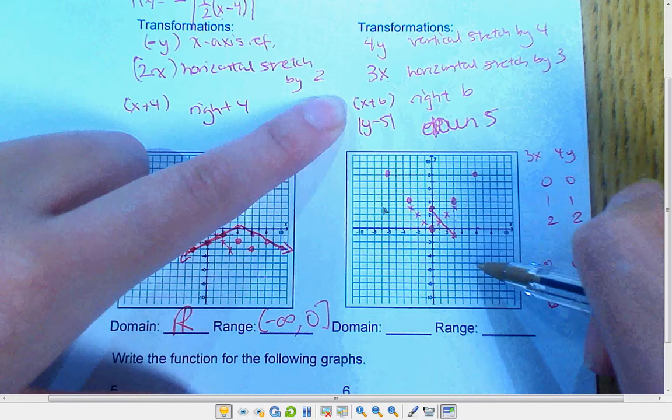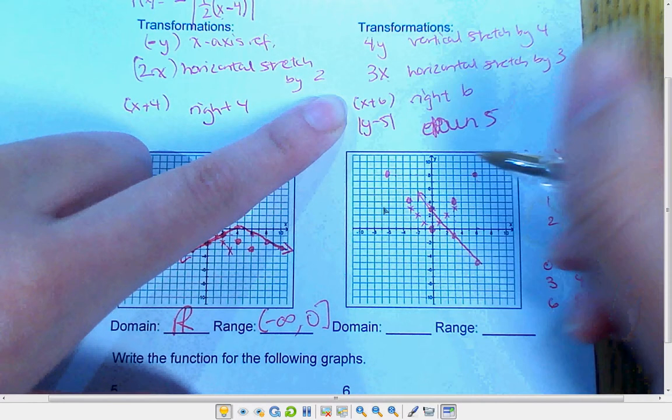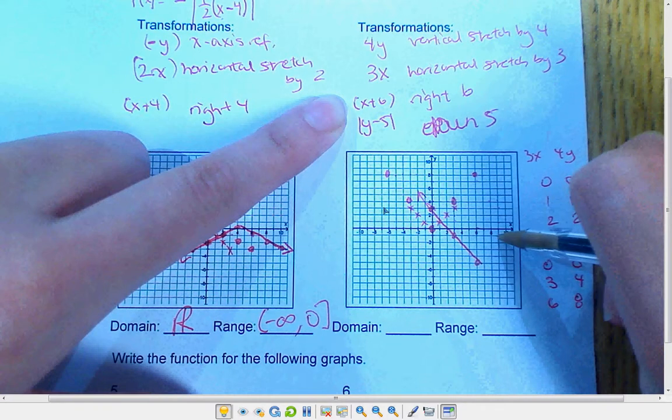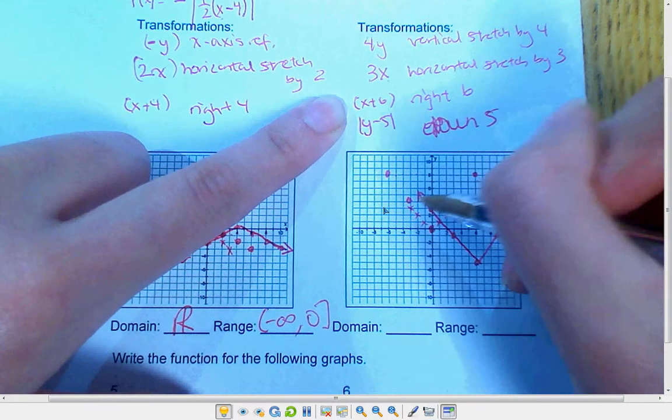1, 2, 3, 4, 5, 6, down 5. 1, 2, 3, 4, 5, 6. 1, 2, 3, 4, 5. And this one's going to go off my graph as well. So this is what this one looks like.